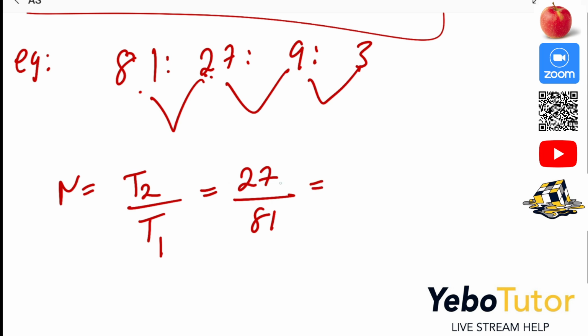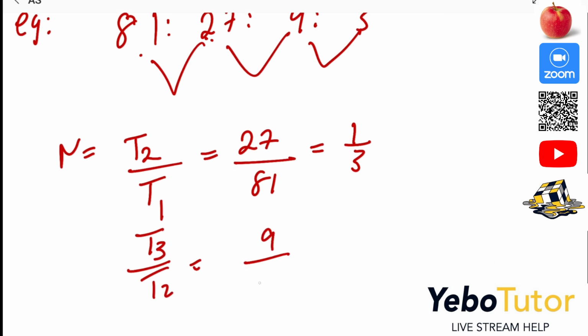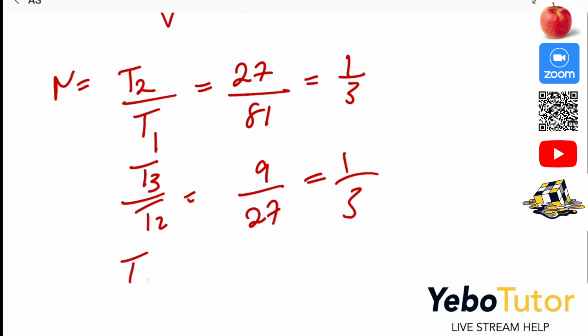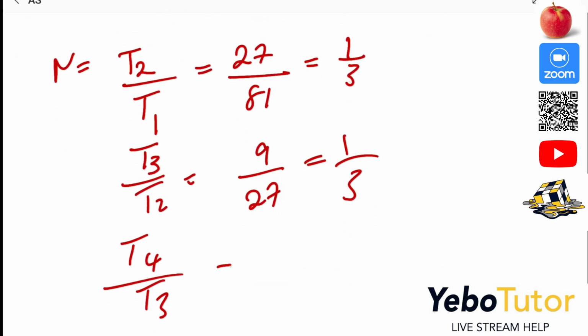Let me use my calculator. 27 divided by 81, then I'm getting 1 over 3. If you use T3 divided by T2, just to show you that this is the same thing, that will be 9 over 27, which is equal to 1 over 3. If perhaps you wanted to use the forward one, T4 divided by T3, that will be equal to 3 over 9, which will still be 1 over 3.